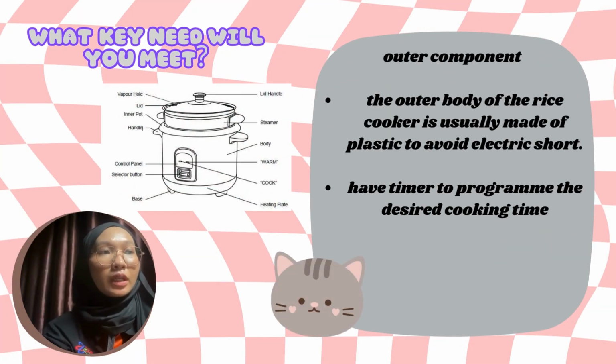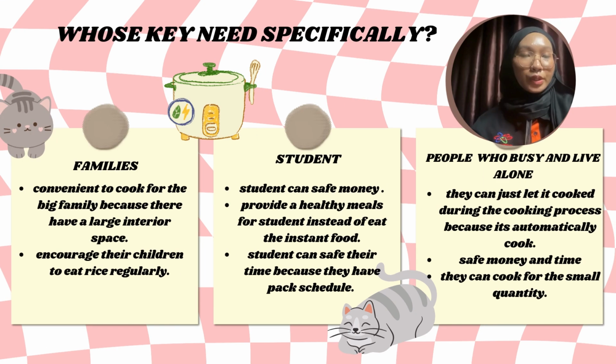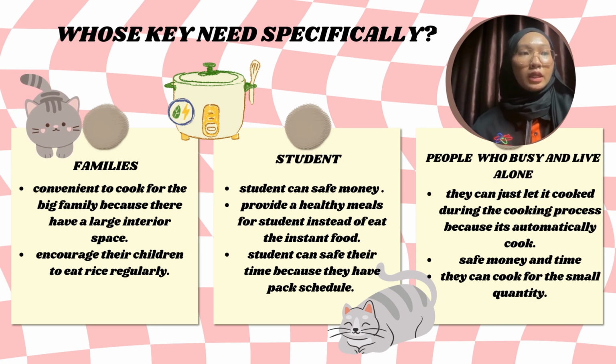Next is the outer component. The outer body of the rice cooker is usually made of plastic to avoid electric shock. Second is the timer to program the desired cooking time. Who usually uses the rice cooker? Most probably families, students, and people who are busy and live alone.